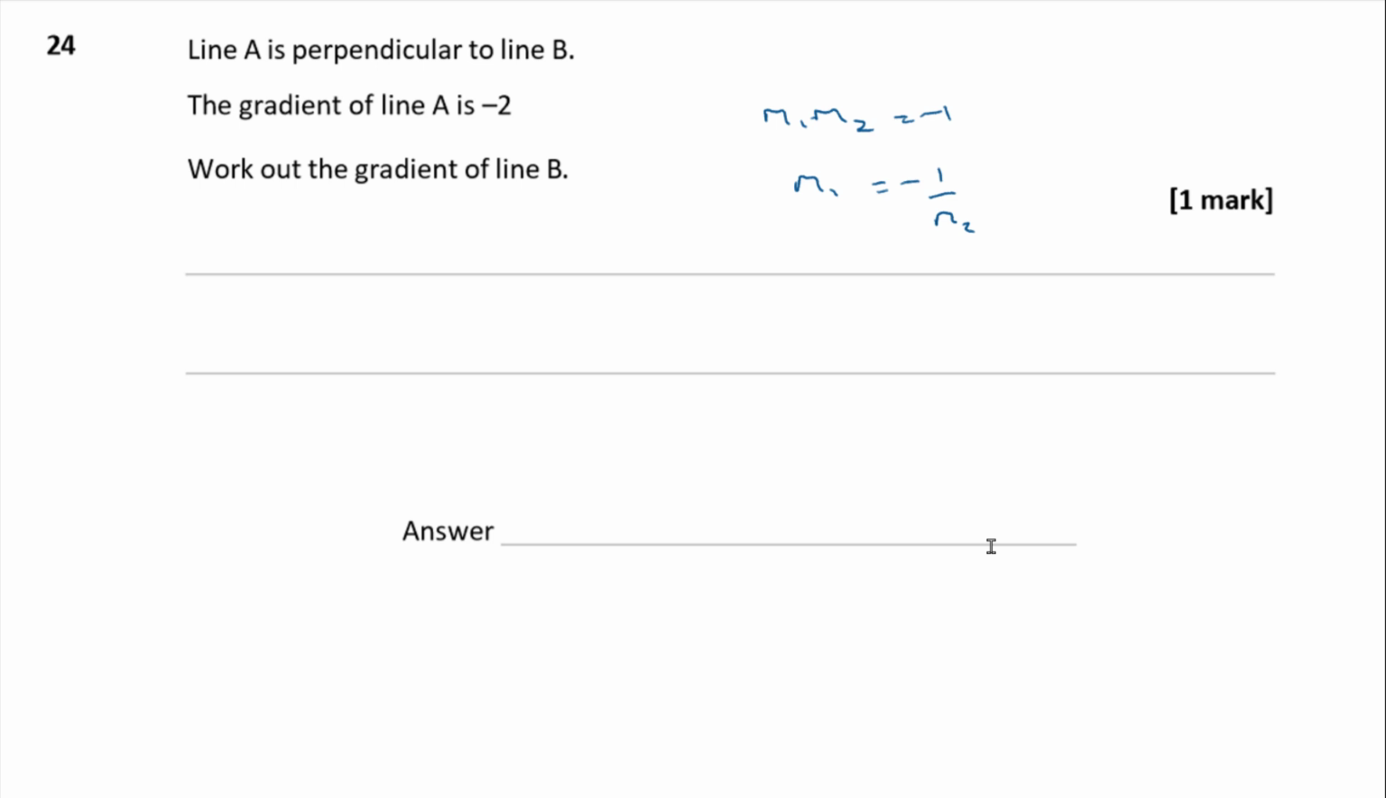So if I know the gradient of A is -2, then the gradient of B is going to be the negative reciprocal of that. So it's going to be, flip it over, change the sign. I've got negative, so it's going to become positive. It's 2. I'm going to flip it over. It's going to become a half.